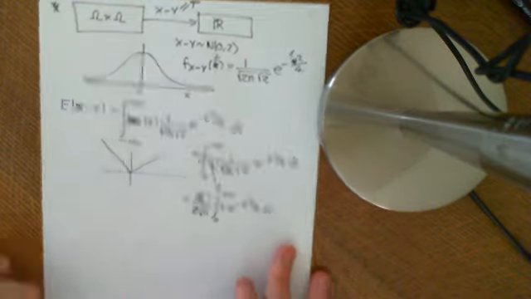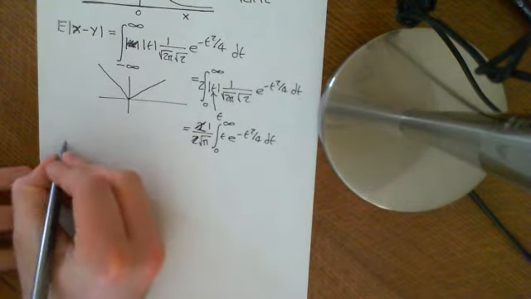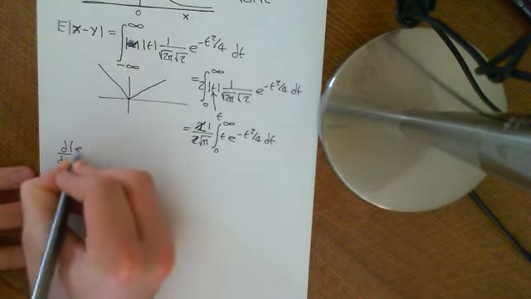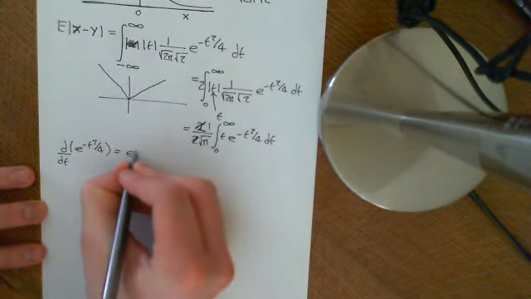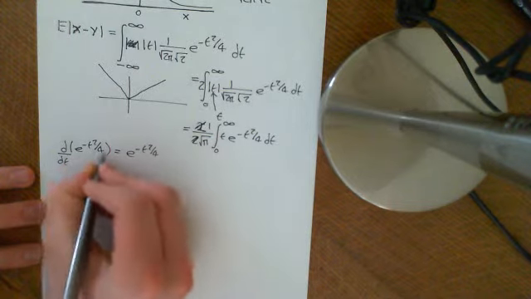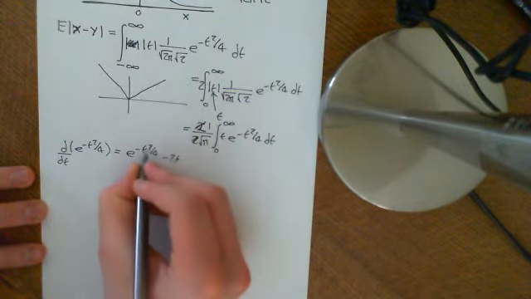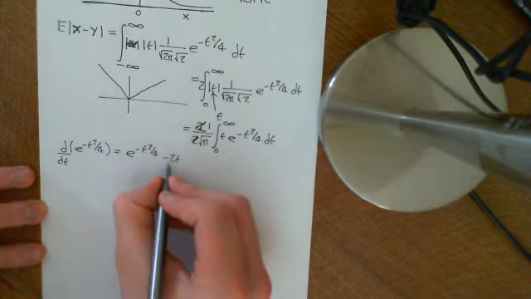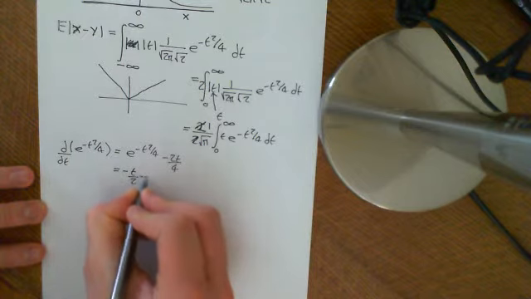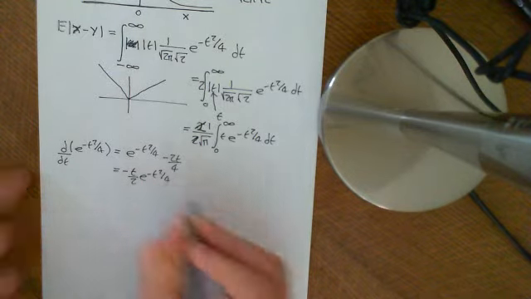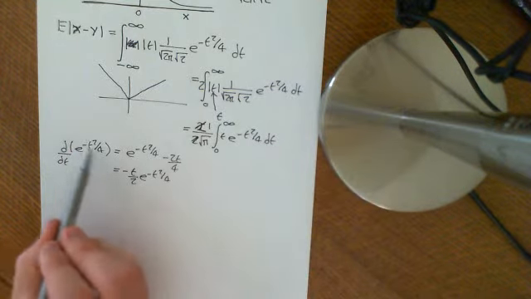Okay, so now that isn't a too challenging integral, and the reason is that if we consider the derivative of e to the negative t squared over 4, then by the chain rule it's going to be e to the negative t squared over 4 times the derivative of the thing inside, which gives us negative 2t over 4 when I differentiate t squared over 4. So this is equal to negative t over 2 e to the negative t squared over 4, and that looks very similar to the thing here. So this thing here is going to have an antiderivative very similar to this.